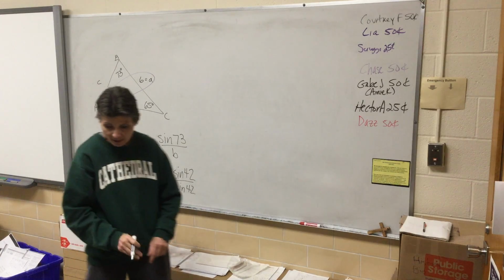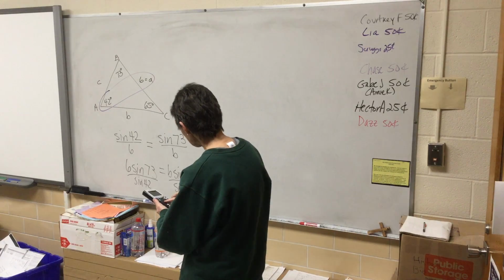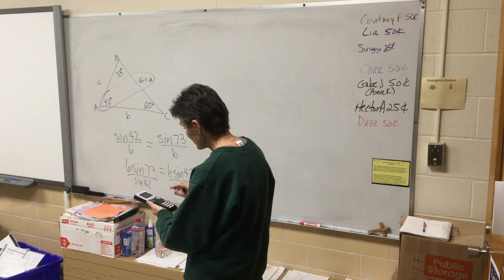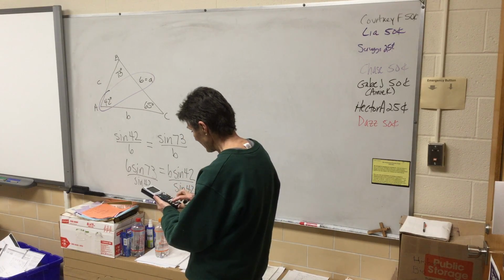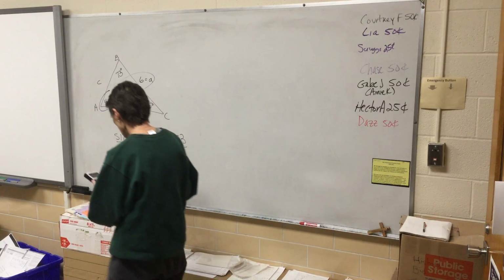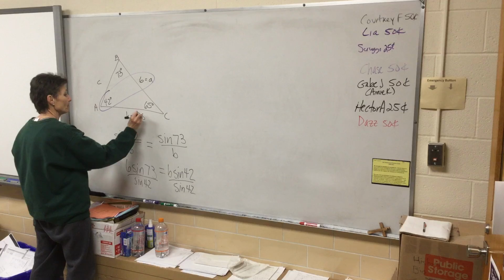So when I type this in on my calculator, and I hope you're all typing with me, 6 sine 73, close the parentheses, divided by sine 42, 8.58. So B is 8.58.